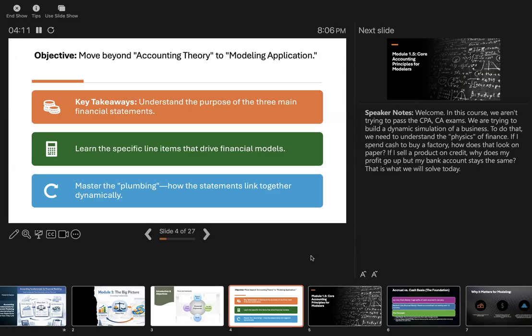Say if I spend cash to buy a factory, how does that look on the paper? If I sell a product on credit, why does my profit go up, but my bank account stays the same? That is what we'll be solving today. So to understand the purpose of the three main financial statements, why they are there, learn the specific line items that drive financial models, and master the plumbing, how the statements link together.